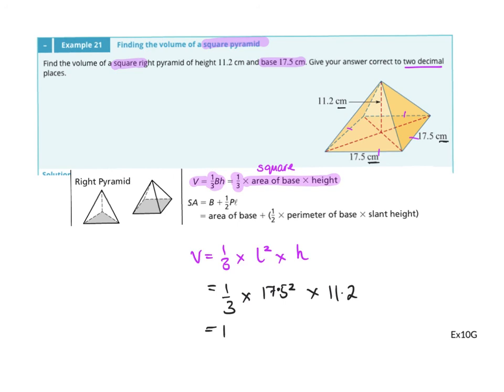All right, so we got 1,143.33, because it said 2 decimal places, and it's centimetres cubed. So be careful, make sure you're putting in your volume units there. The rest of you will be doing chapter 10G too.